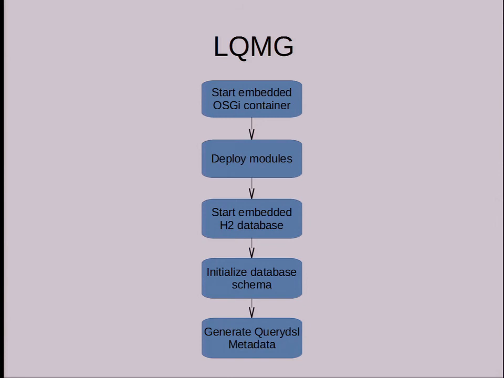LQMG first starts an embedded container, at the moment Equinox. It installs all of the bundles from the class path. So if, for example, you use Maven, then all the dependencies of your project. Okay, it starts an embedded H2 database, and based on the Liquibase expression or the schema name, it populates the tables and views. Okay, and in the last step, it uses the Querydsl code generator to generate the Querydsl classes from the embedded database.